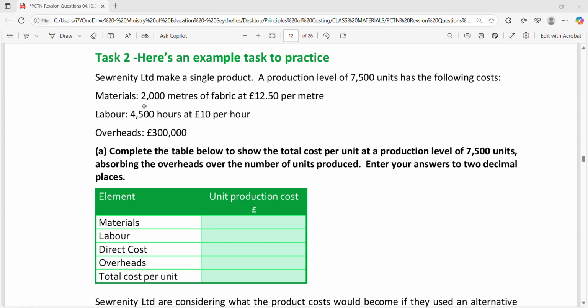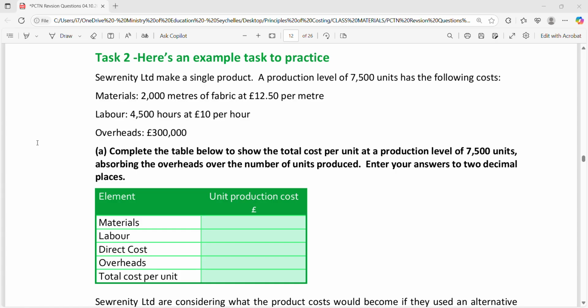So the total cost here is the quantity, the 2,000 meters, multiplied by the cost per meter, which is 12.5. So what you get here is 25,000 pounds to produce 7,500 units in terms of material. In terms of labor, you have 4,500 hours, and the rate per hour is 10. So the total labor cost there would be 45,000.